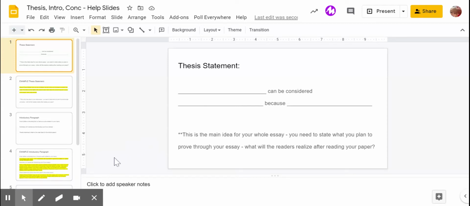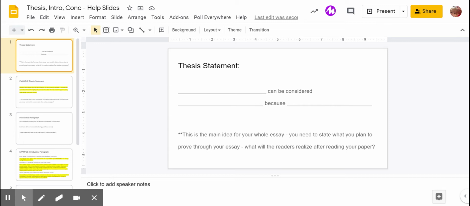Okay, everybody. I just want to go over real quick how to do the slides, the thesis statement slide, the introductory paragraph slide, and the concluding paragraph slide, which follow your notes slides. So what I've done is I have made an example for each one of these so you can look at them, but first I'm just going to talk through them real quick. So the first slide you're going to do today is called the thesis statement.